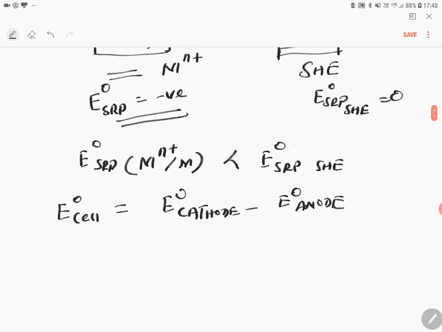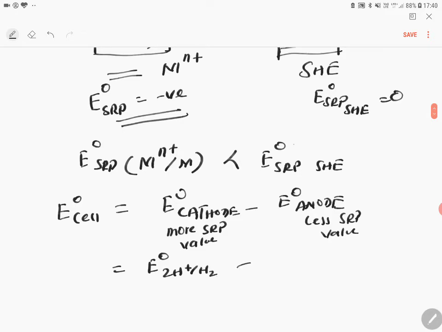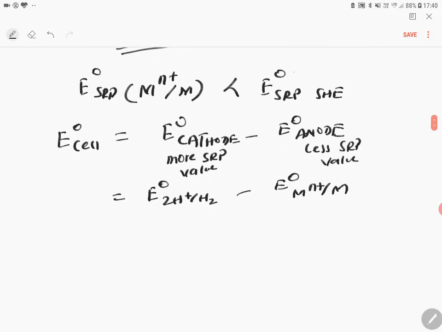Now, which is the cathode? Cathode is the one which has more SRP value. Anode is the one which has less SRP value. Now here which has more SRP value? SHE. How will you represent this? E naught 2H plus bar H2 minus E naught metal M n plus bar metal. This is how you will represent.